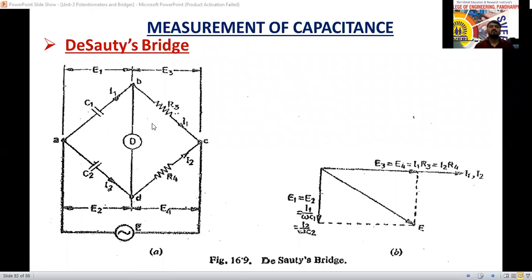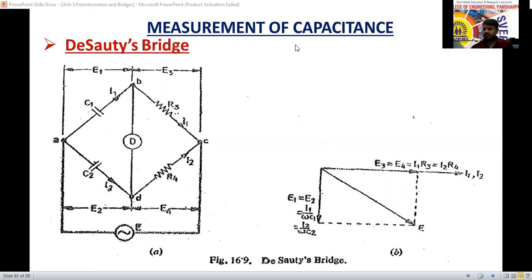See here, this is the bridge circuit. 4 arms are there: AB, BC, CD, and DA. In the first arm, between A and B, capacitor C1 is connected, in BC resistance R3 is connected, in the fourth arm R4 is connected, and in the second branch, DA, C2 is connected.